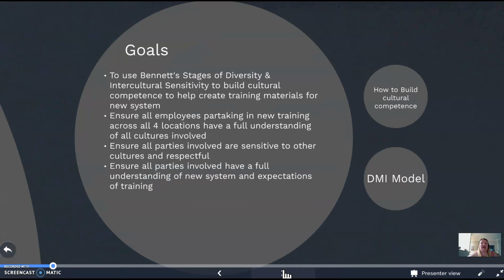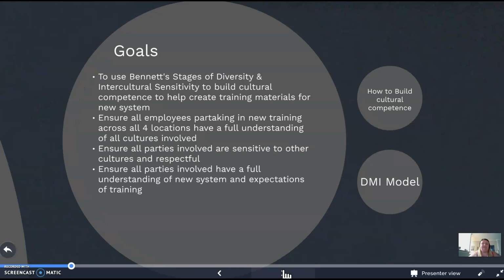Our goals in this training are to use Bennett's stages of diversity and intercultural sensitivity to build cultural competence to help create training materials for the new system. We also want to ensure that all employees are partaking in the new training across all 4 locations and that they have a full understanding of all cultures involved. During this training, we also want to ensure that all parties involved are sensitive to other cultures and are respectful. We want to make sure that all parties also have a full understanding of the new system and expectations of training.